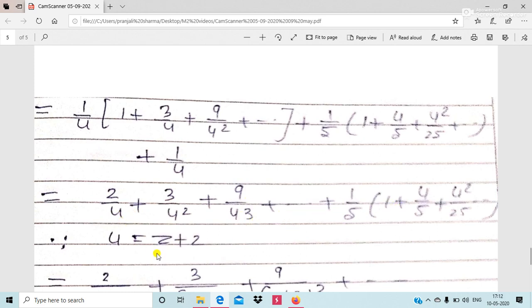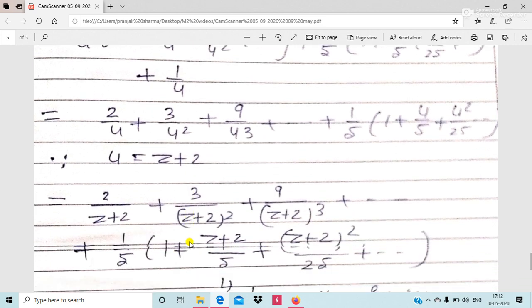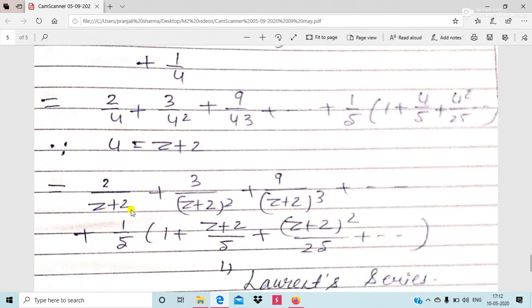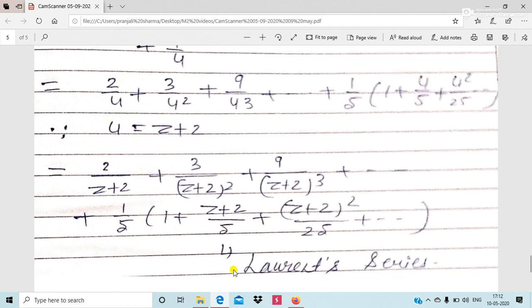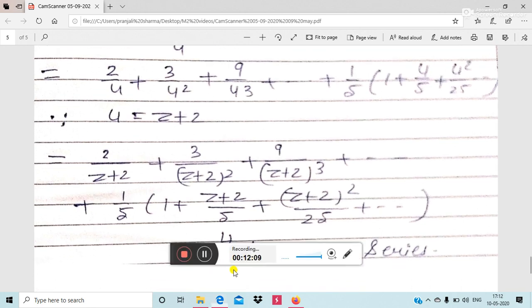And in place of u, if we put z plus 2, it will be 2 upon z plus 2 plus 3 upon z plus 2 whole square plus 9 upon z plus 2 whole cube and so on up to infinity, plus 1 by 5 into 1 plus z plus 2 by 5 plus z plus 2 whole square by 25 and so on. As we can see, the series has negative powers of z plus 2, therefore it's a Laurent series. So these are some questions based on Laurent series. Thank you.